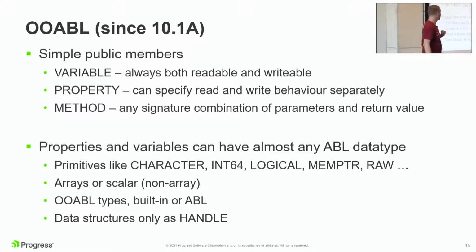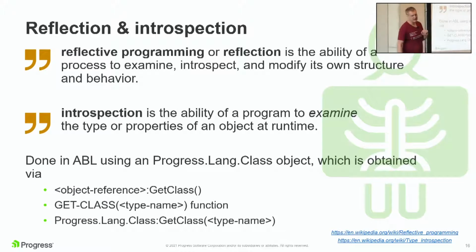They can have almost any ABL data type, except pretty much for temp tables and datasets and buffers. Primitives like characters, integers, logicals, raws, whatever. They can be arrays or non-arrays, scalars, and they could be built-in ABL types. So you can have a property that is a JSON object, or you can have a property that is your own type. Data structures tend to be handles only, right? So that's the framework we're working with.